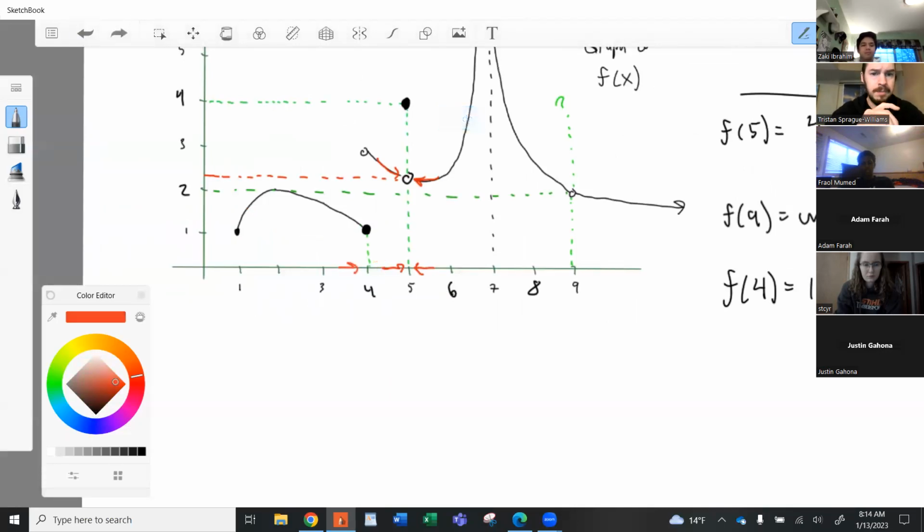Let me switch colors, because it's getting a bit busy here. As we get close from the left and the right, from the left side we have points on the graph coming down, approaching this height right here. From the right side, we have points on the graph coming up and approaching this height right here. So from the left side, it looks like the limit is 1, but from the right side, it looks like the limit is 3.